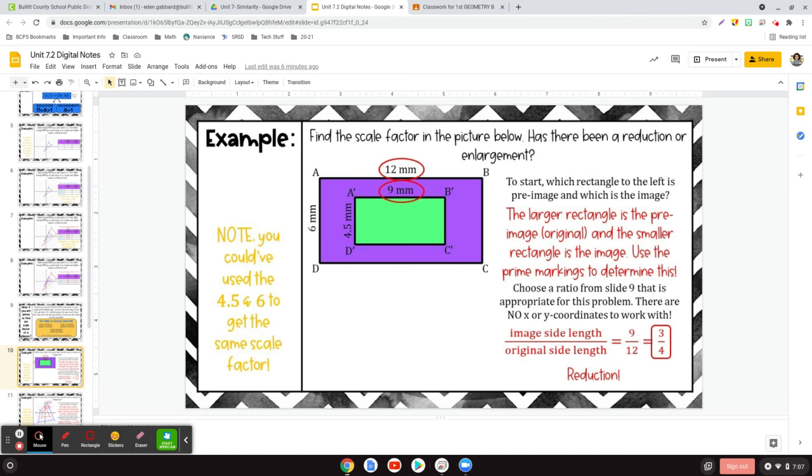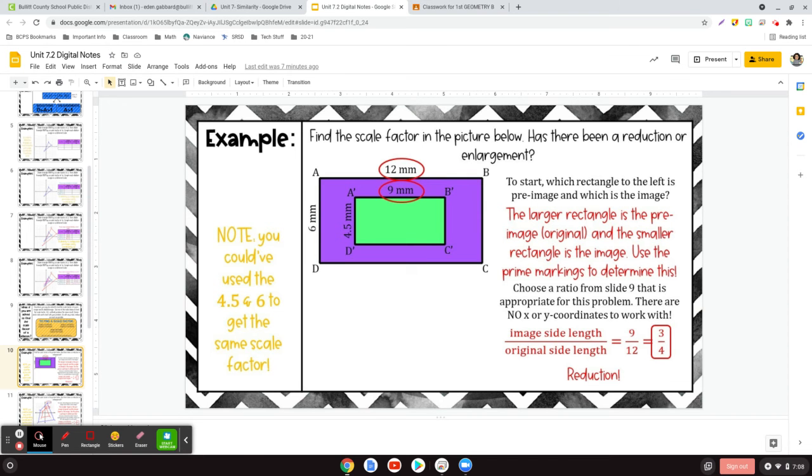We have these two rectangles here. We have green and purple, and we need to figure out which one is our original, excuse me, and which one is our ending image. Well, we can tell that because the little green rectangle, its corner points are marked with the prime symbol. So we have A prime, B prime, C prime, and D prime. So we know that this one is going to be our ending image. And if our purple one is our starting point and our green one is our ending point, we obviously went from bigger to smaller. So this is going to be a reduction. We can tell this, so let's prove it.